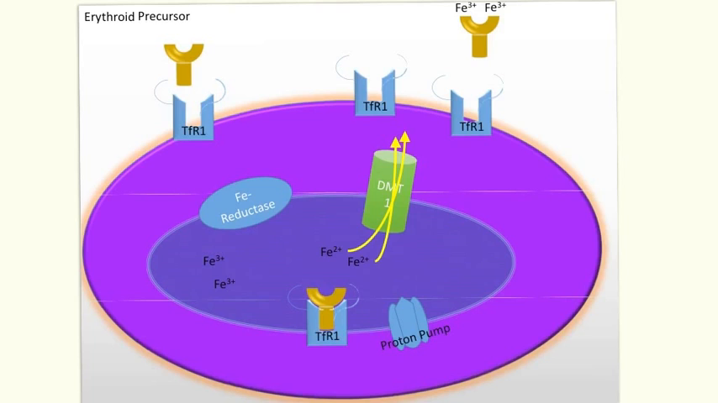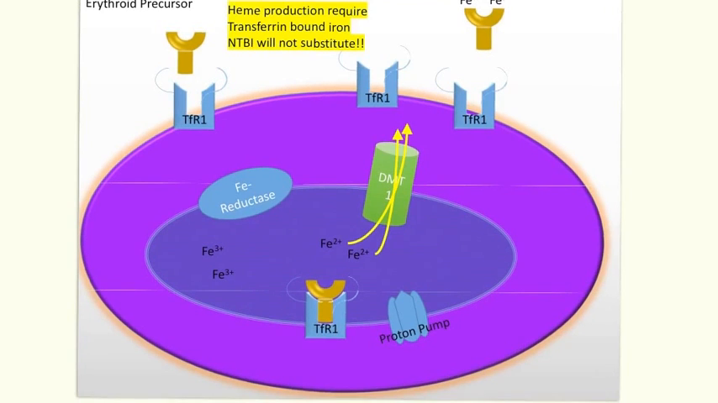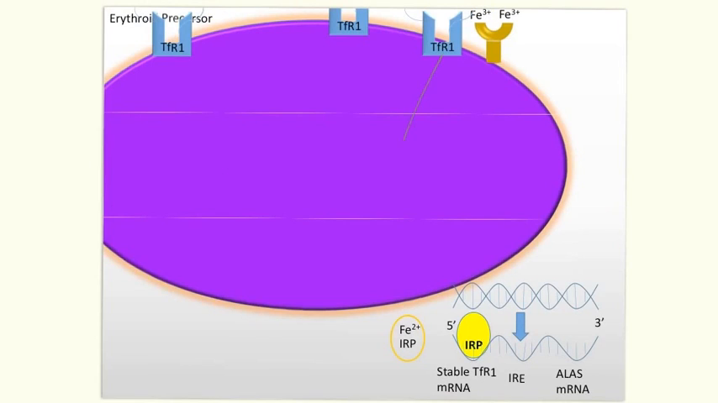In this way, transferrin gets recycled. One review article I read made a really important point to say that heme production requires transferrin-bound iron. It cannot use non-transferrin-bound iron, or NTBI. So the transferrin receptors have brought in a lot of iron, and those iron levels have gone up to the point where the iron is interacting with the iron response protein.